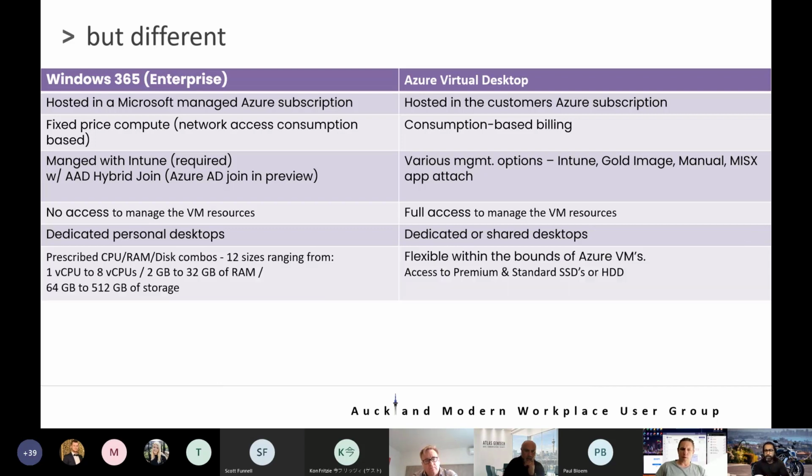Windows 365's kind of got a prescribed CPU, RAM, disk combo, and there's 12 sizes today. So you can go from 1 vCPU to 8, 2 gigs of RAM to 32, 64 gigs to 512 storage. Whereas AVD, you're flexible within the bounds of what Azure VMs can do, basically, and you've got access to premium SSD, which is certainly something you'd probably want. Well, I think it's something you would want if you're doing multi-session. It's just so much faster.